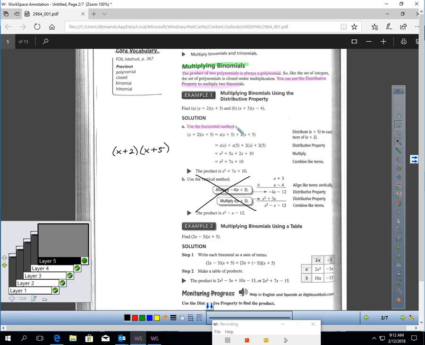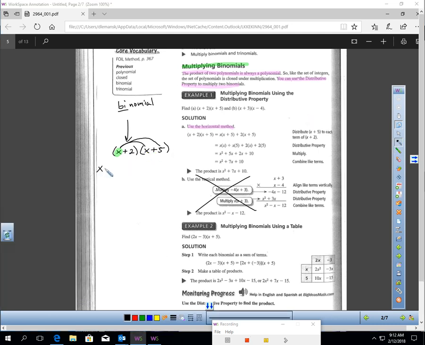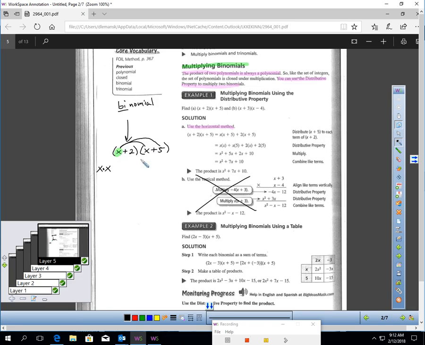So let's look at the sample. x plus 2 times x plus 5. You notice how we have a binomial in front, a two-term polynomial. So since bi means 2, we're going to double distribute. We're going to take x times x and x times 5. Let me highlight it. I'm going to take this x and distribute it through. So let's do that. x times x, plus x times 5.